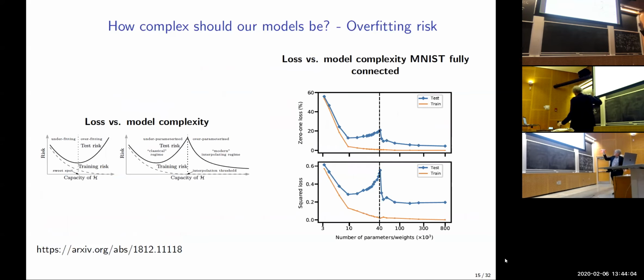For example, on the right-hand side, you'll see, of all things, a fully connected network classifying MNIST digits. That's a task you may have heard of before, right? And you can see what happens in the number of parameters and the loss as a function of training. You see the training loss is the orange line, it goes down, right? Make it more and more complex, the training loss goes down.